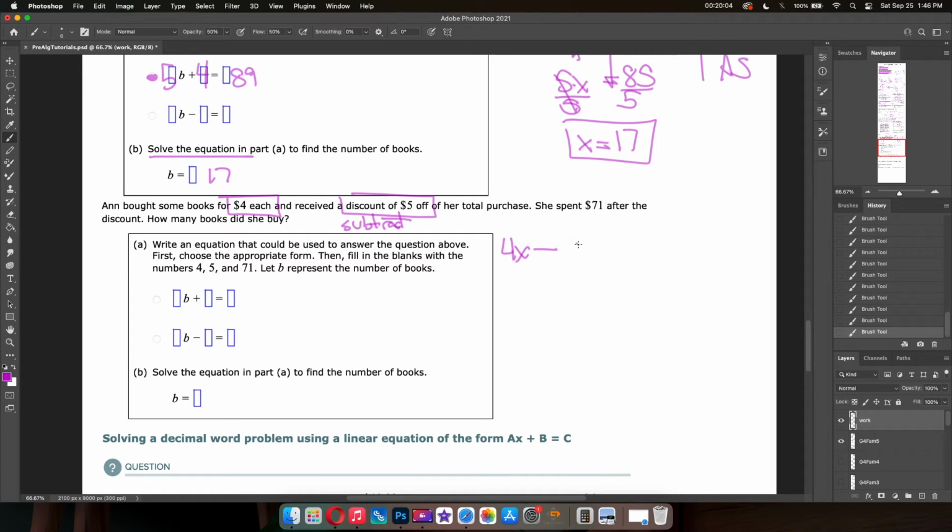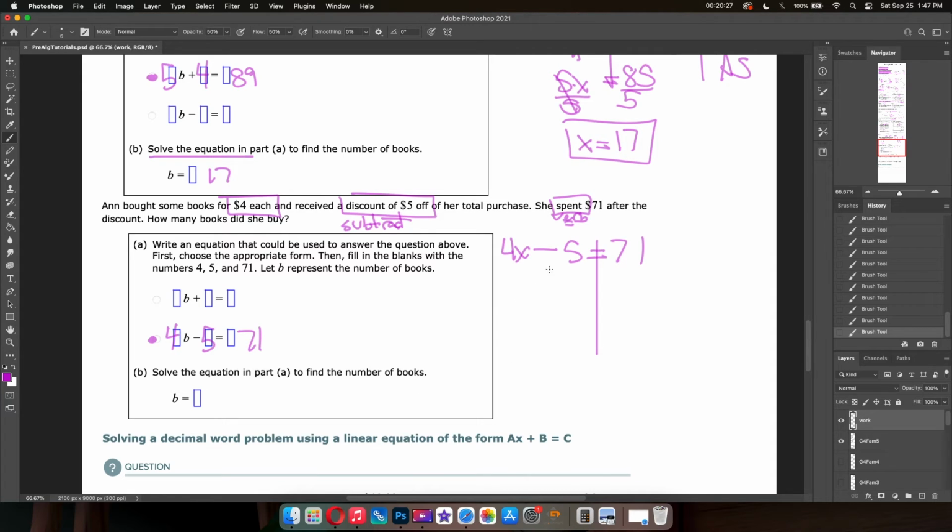So minus $5 off. And then spent. Spent is our verb. So therefore this is our equal sign, 71. All right, so that means because we have the subtraction, it's going to be this format. So 4b, I guess, being picky with their letters again, equals 71. And now we actually have to just go through the effort of solving the equation.